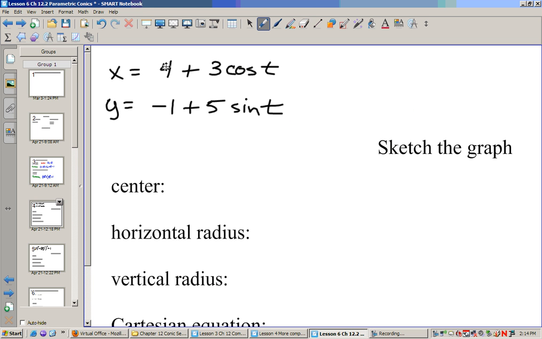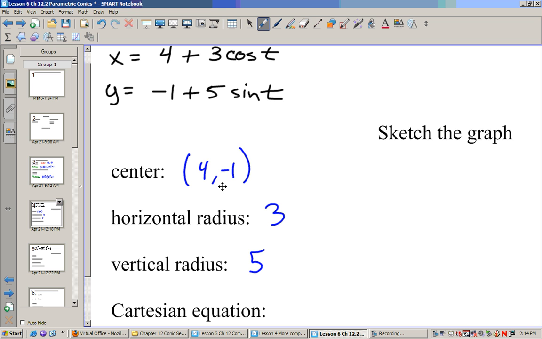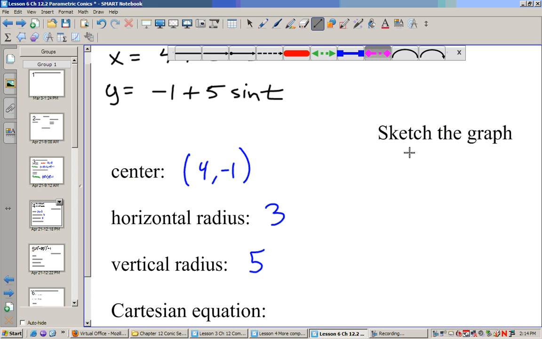So if we wanted to do this without a calculator, our center point would be these numbers here, 4, negative 1. Our horizontal radius we would look for in the x direction, so that's the x stretch. Our vertical radius would be in the y direction. So just from here we can sketch our graph.